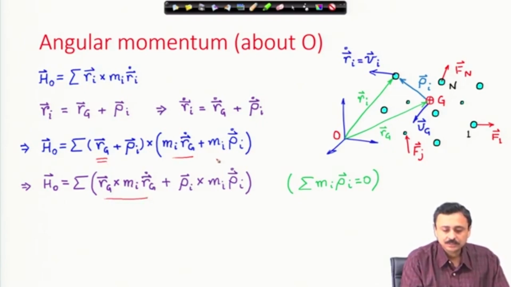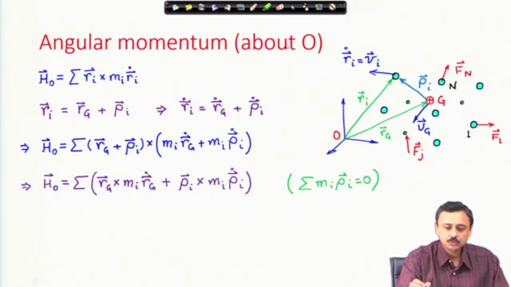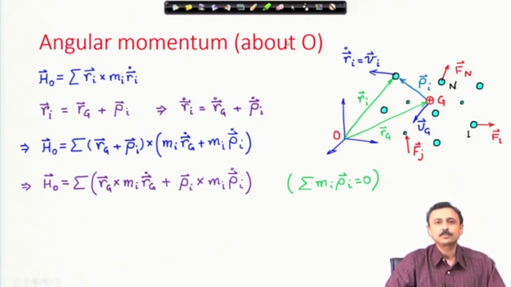When I do this cross product with the second term in the second bracket, then I have this summation of m_i rho_i dot, which is 0. Therefore, that second term drops off. This cross this, once again I will get the summation of m_i rho_i, that is 0. Therefore, that also drops off. Then this one cross product with this one remains like this. Therefore, I have only these two terms in the expression of angular momentum about the center of mass.